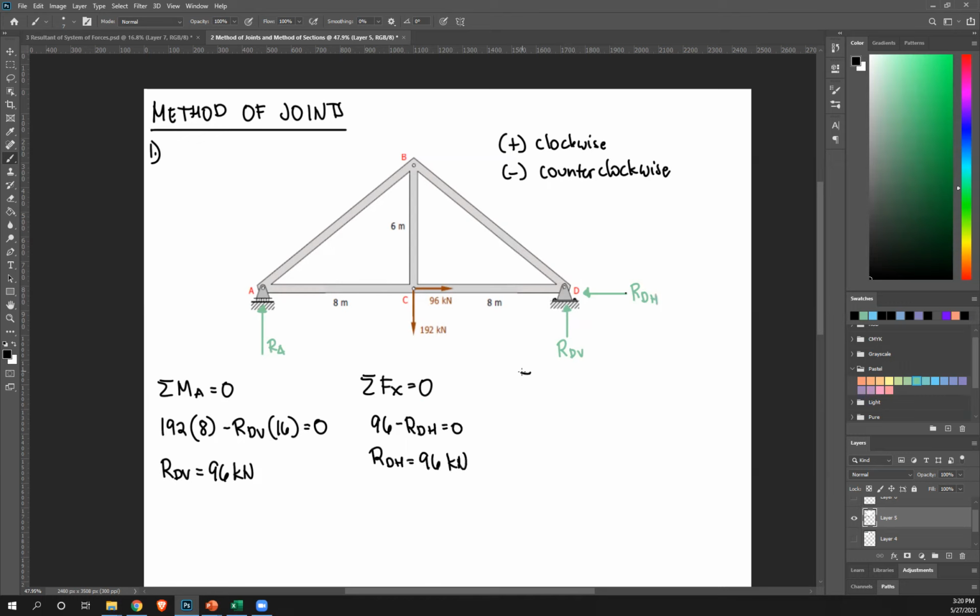And then lastly, try using summation of forces y equals 0. Then you can solve for RA. So RA assumed to be upward, so positive. RA, 192 downward, therefore minus 192, and then plus RDV. There's no other vertical force, so equate that to 0. RDV is 96. Knowing that, please solve what's the value of RA. Correct, Beatrice and Janelle. So Flores and Pascual. It's 96.